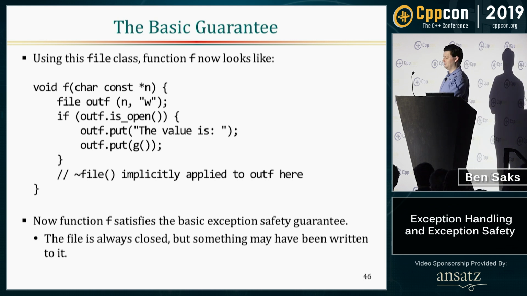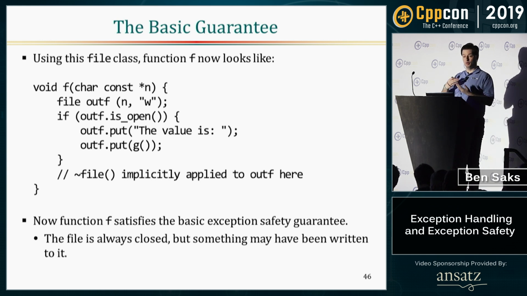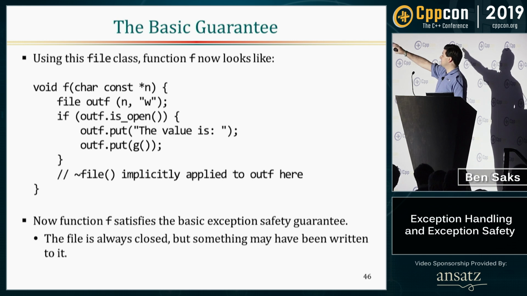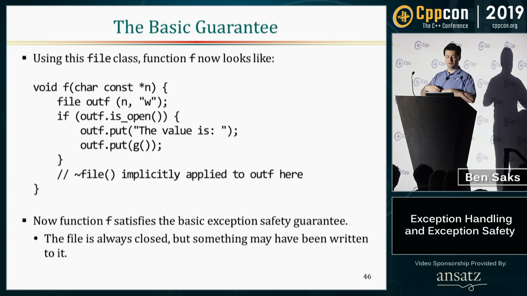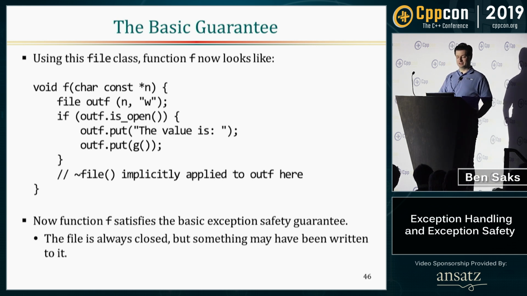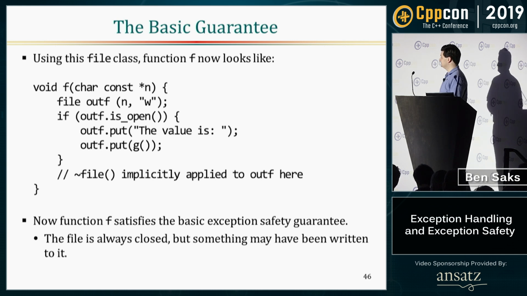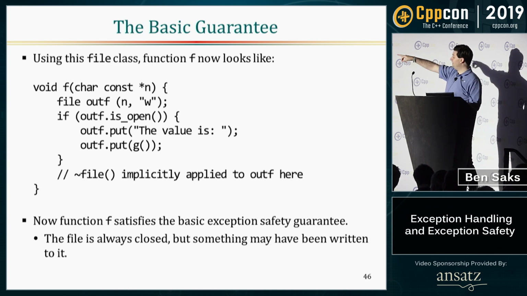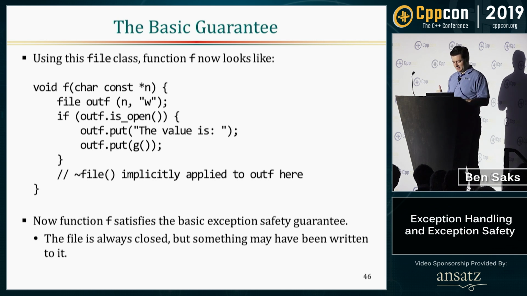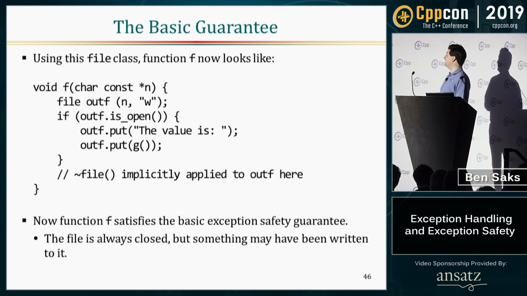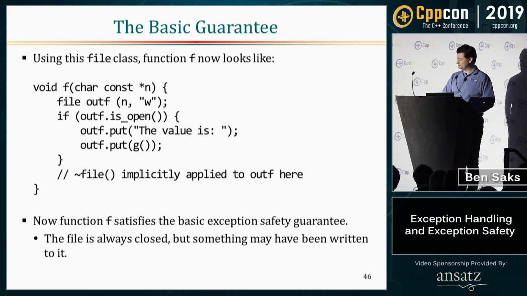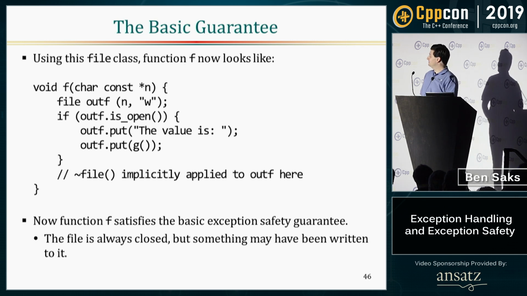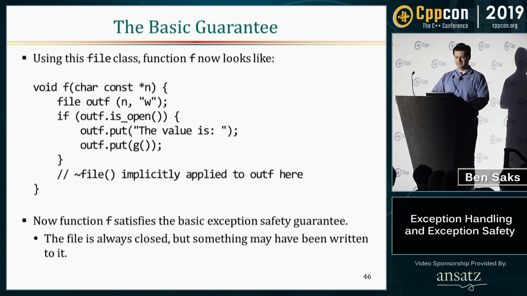So this version of F gives us the basic safety guarantee. The file is always closed. If no exceptions are thrown, we reach the bottom of the function and the file's destructor is called through the normal process and the file is closed. If G throws an exception, then F has no handlers for that exception. The exception will be thrown out of F, but before that happens, the destructors for the local objects will be called, and the file will be closed and cleaned up at that point.